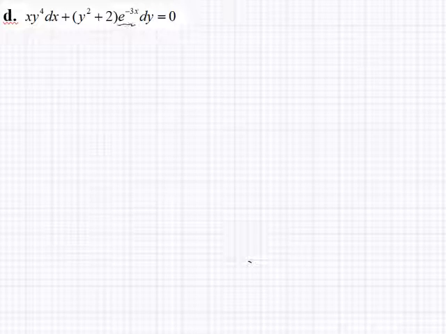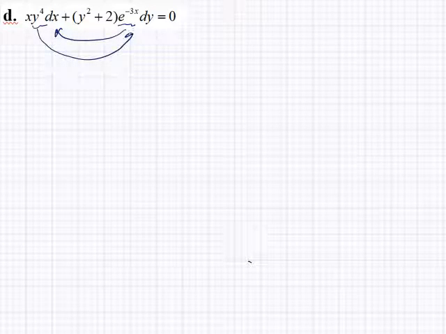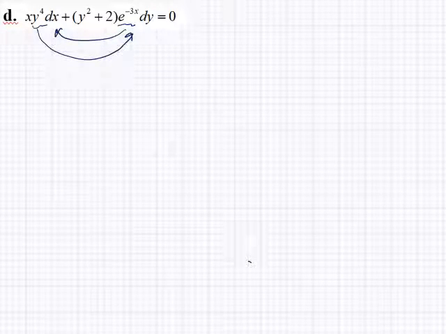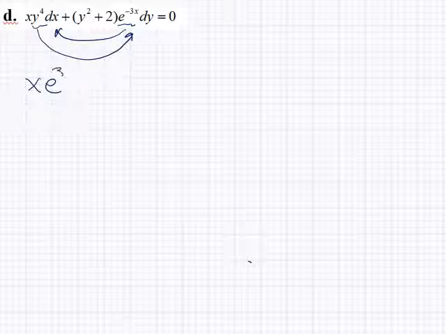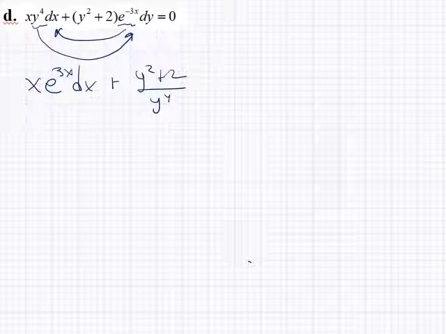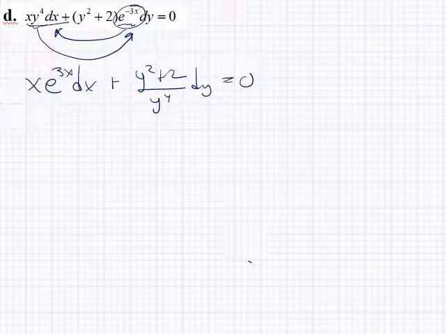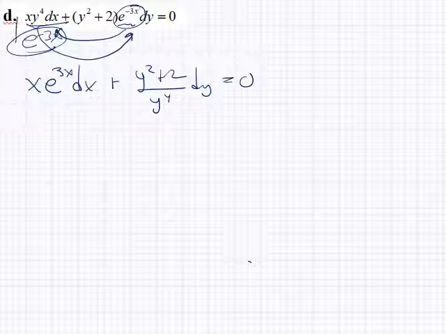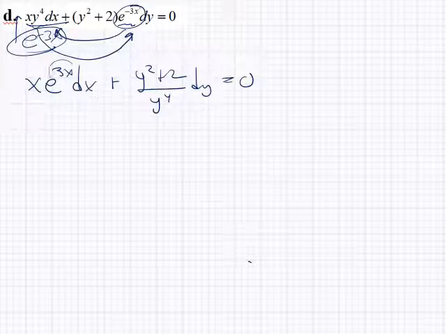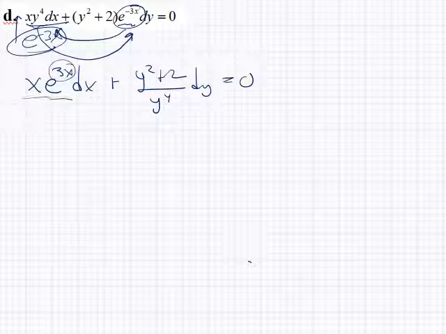I have this function of x here that I'm going to divide over to this side. I have this function of y here that I'm going to divide over to this side. So I'm going to end up with x e to the 3x dx plus y squared plus 2 divided by y to the 4th dy equals 0. Again, if I'm dividing e to the negative 3x over here, and it's in the denominator, I'm going to bring it up by making it e to the positive 3x, and that way this is easier to integrate.